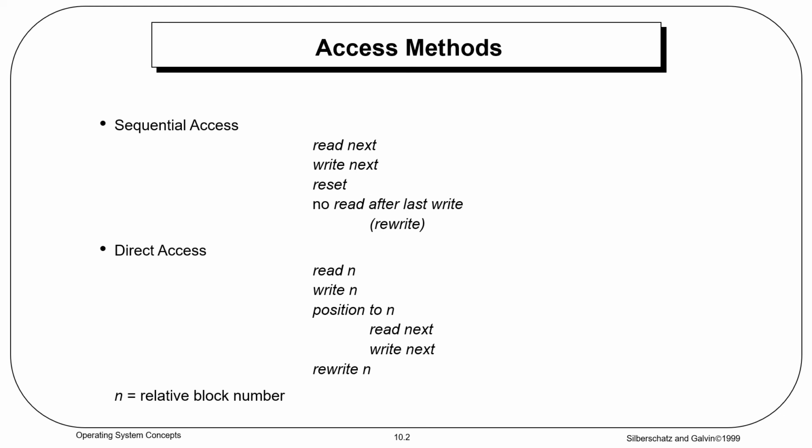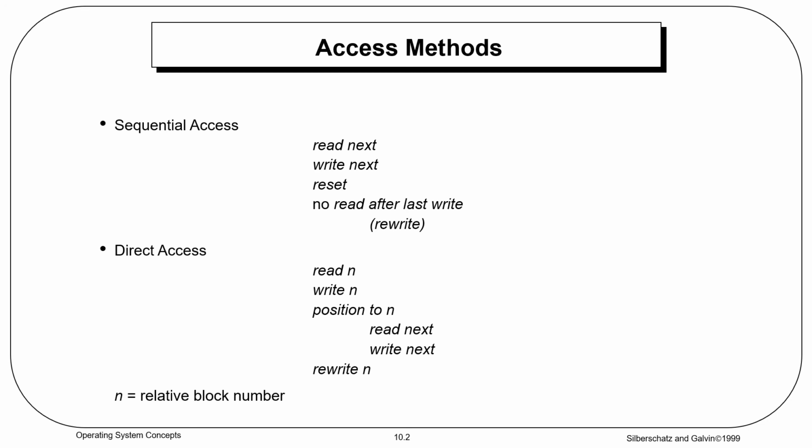Now we will see the direct access method. The direct access method is also called relative access. The file is made up of fixed length logical records that allow programs to read and write records rapidly in no particular order. Rapidly we can access the record.